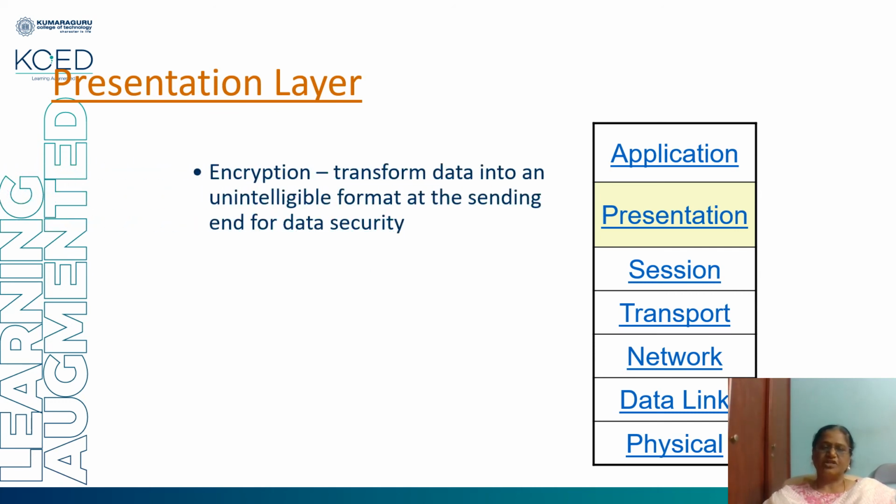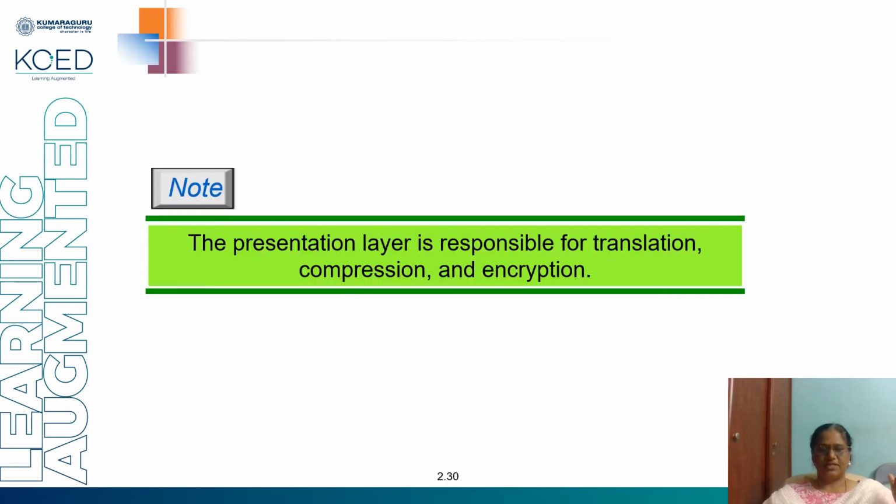The next function is encryption. We know the use of encryption. We don't want our data to be seen by all the intermediate routers and systems which are forwarding our data. So on the sender side, we encrypt the data, send it across the network and finally the receiver will decrypt the data. Again, it is the function of the presentation layer. So it does encryption on the sender side and decryption on the receiver side.